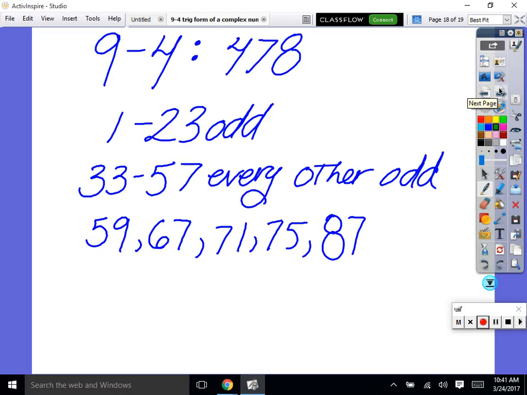It looks like more than it is. It's really not, because it's only every other odds right here. Yeah, there's not very many. 1 through 23 odds, 33 through 57 every other odd. 59 to for what? You know, like, oh, we have tomorrow.